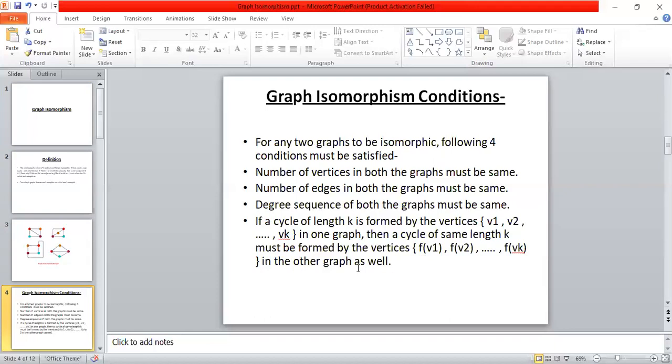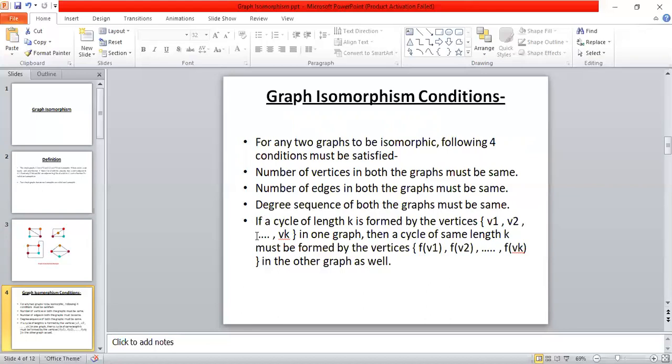What are the necessary conditions? First point, you should have the same number of vertices. Second point, you should have the same number of edges. Third, the degree sequence of both graphs must be the same. What is a degree sequence? The degree sequence of a graph is defined as the sequence of degrees of all the vertices in ascending order. Both graphs should have the same degree sequence.